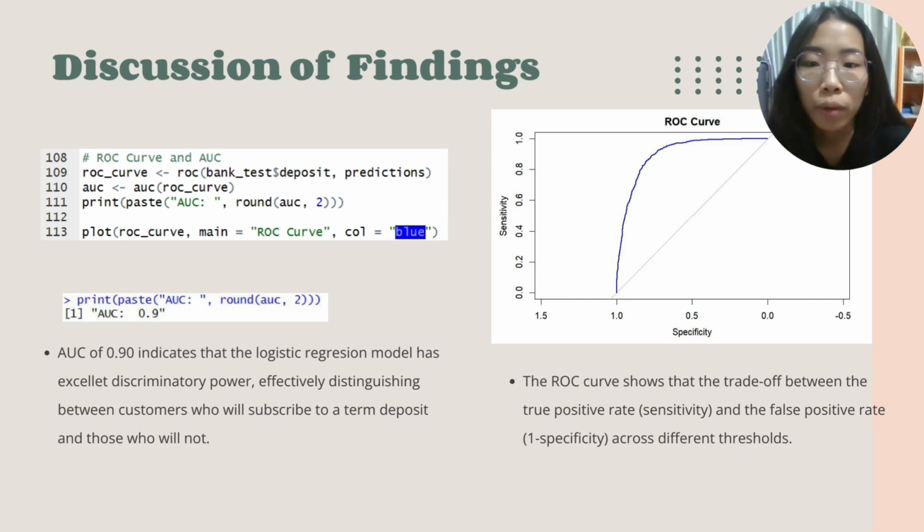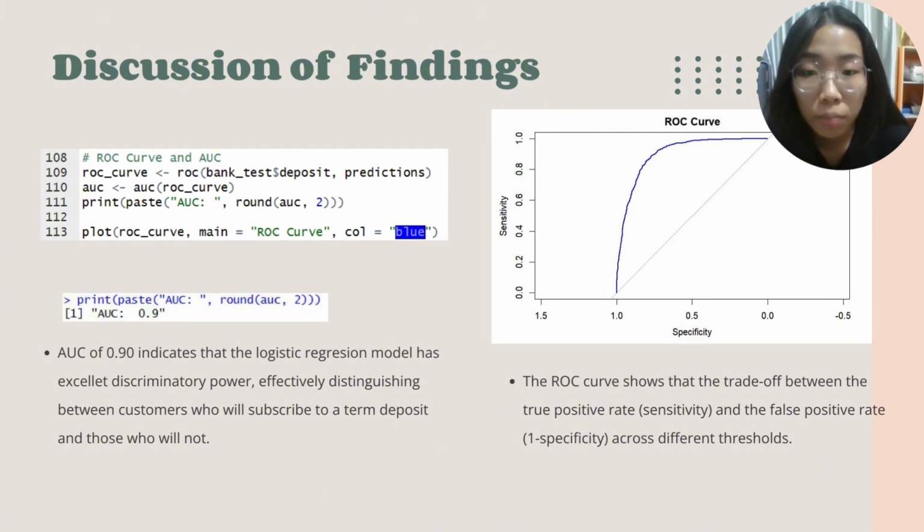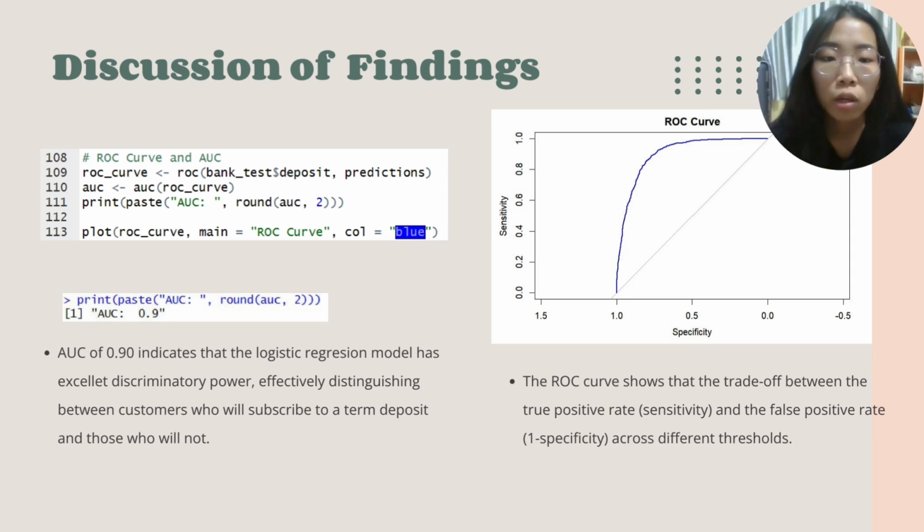Next, we compute the AUC value and ROC curve. An AUC of 0.90 indicates that the logistic regression model has excellent discriminatory power. The ROC curve shows the trade-off between the true positive rate and false positive rate across different thresholds.